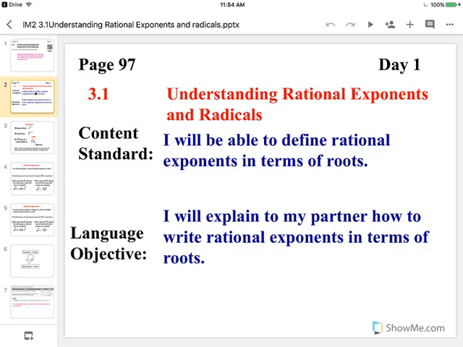Day 1, Understanding Rational Exponents and Radicals. Content statement: the student will be able to define rational exponents in terms of roots. Language objective: a student will explain to their partner how to write rational exponents in terms of roots.